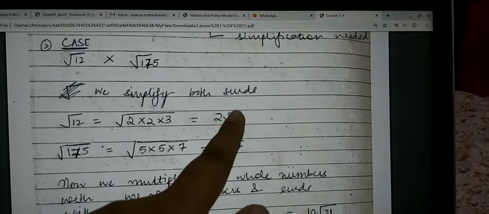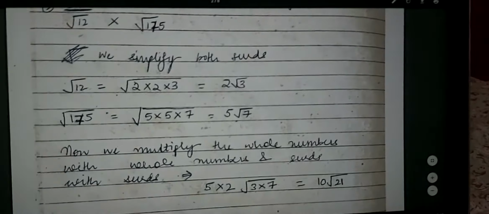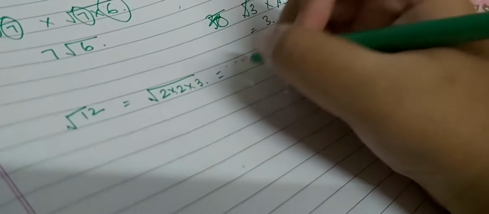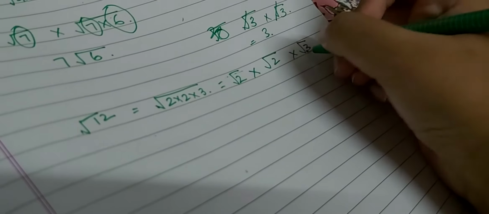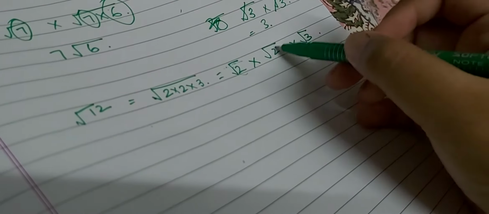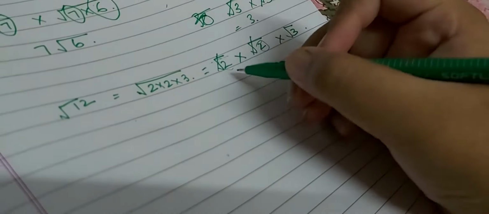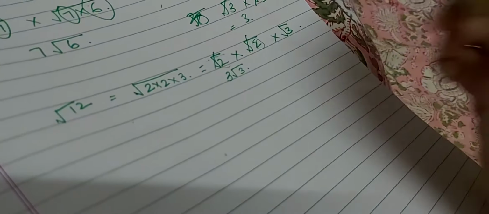We simplify both. So root 12 is 2 into 2 into 3. 2 2s are 4. 4 3s are 12. Now look. I have written root 12 is equal to root 2 into 2 into 3, which can also be written as root 2 into root 2 into root 3. Now 2 and 2 are the same, and there is a root. So I'm cutting the root. Kya bacha? 2 root 3.